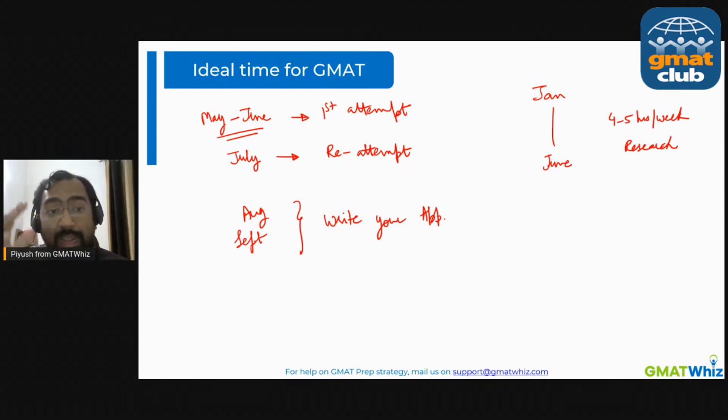Schools are looking at your seriousness towards the program, because an MBA is something which you're going to probably do only once in your life, and it's a significant investment. So schools want to understand whether you have done enough research on it.